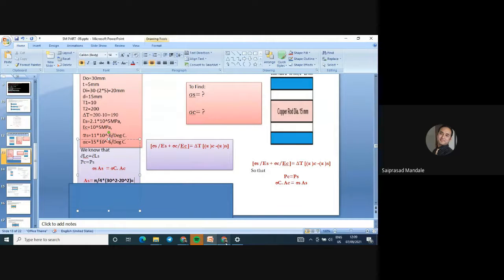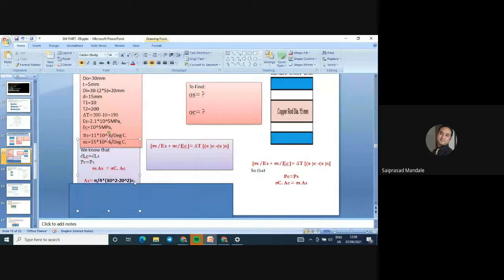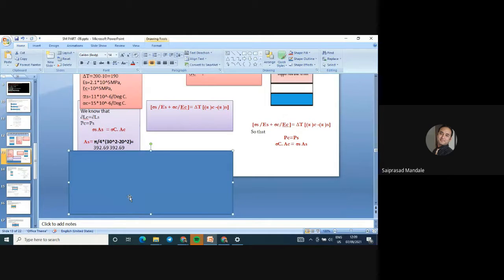Tell me the answer. Done with the calculations? Nilesh is saying 392, Saurabh is saying 1306. Saurabh, I guess you were wrong because so many students are saying 392. So I'm going with 392.69. I'm going to put the value of 392.69 mm square. Now this is the area of steel.